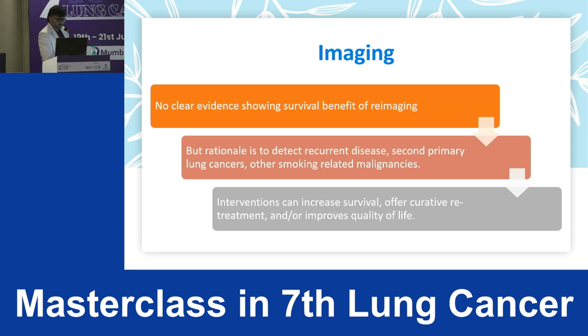Coming to the first query, imaging. What is the optimal imaging modality? There is no clear evidence showing survival benefit of re-imaging. But then what is the rationale? Why do you need to do the imaging? The rationale is to detect the recurrent disease, second primary lung cancers, and other smoking-related malignancies. Early interventions can increase survival, often offer curative retreatment, and improve quality of life in asymptomatic and early cases if we could detect. But as such, there is no survival benefit of re-imaging.